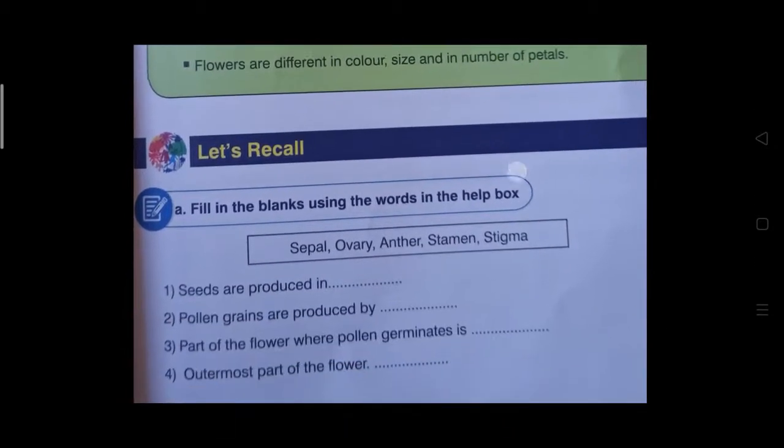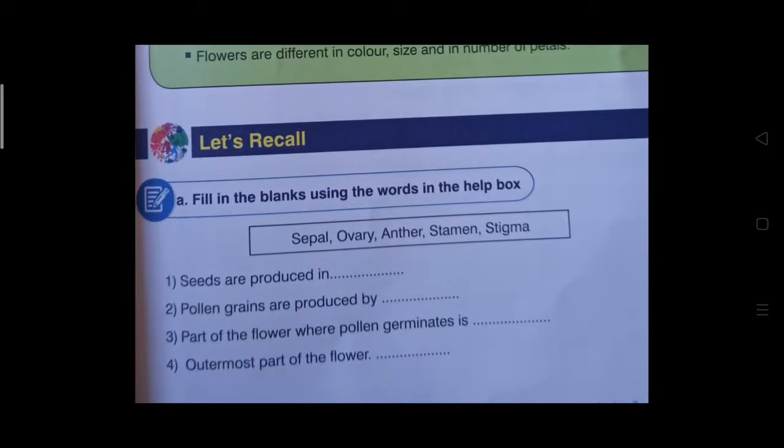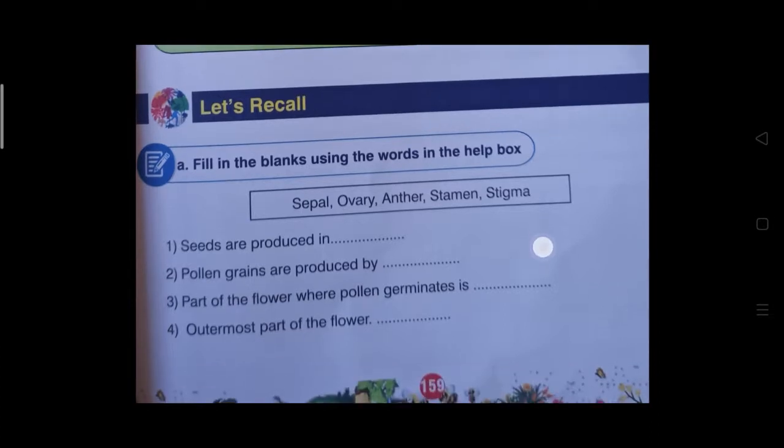Then there are some let's recall questions. Fill in the blanks using the words in the help box. In the help box there are some words: sepal, ovary, anther, stamen and stigma. So first question, seeds are produced in dash. In which part of the flower are seeds produced? We have discussed that. You identify from the box. Inside which part of the flower?